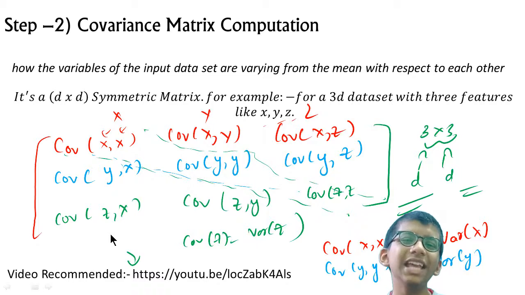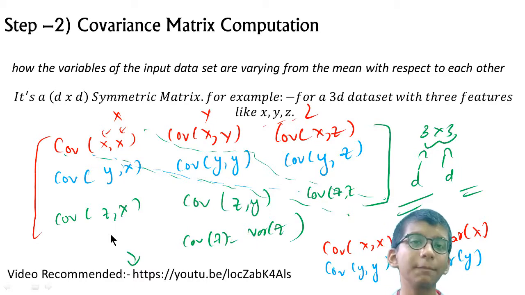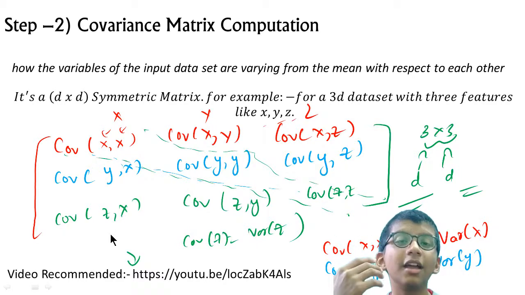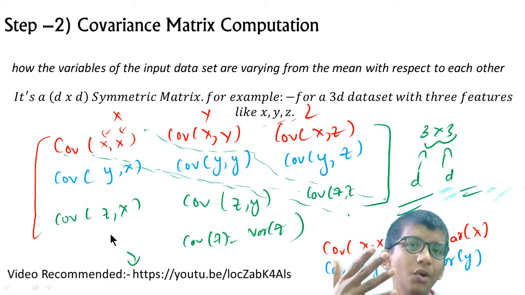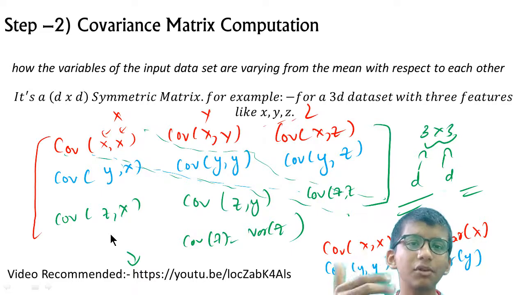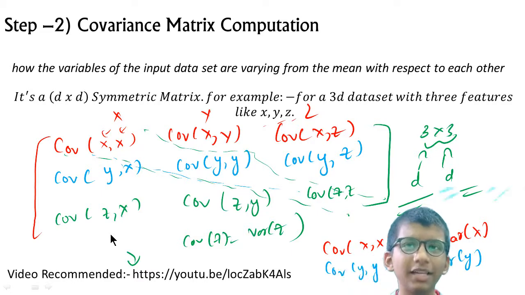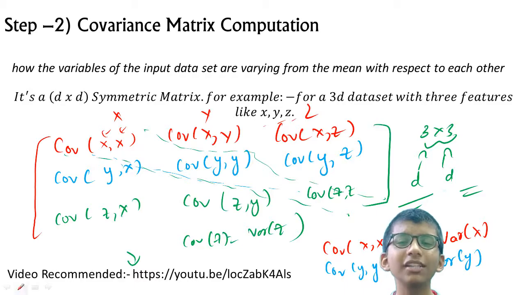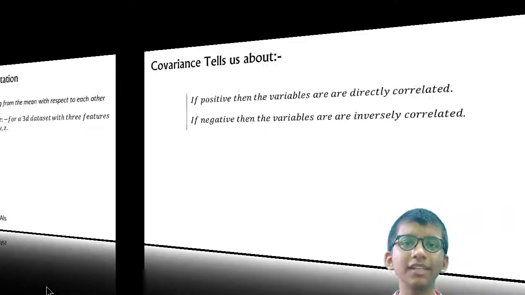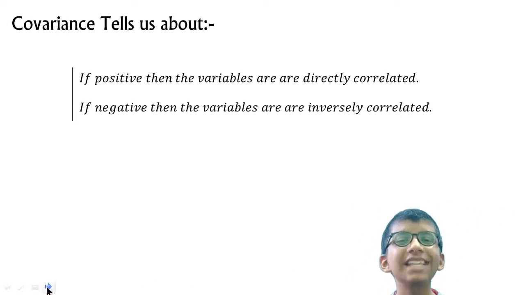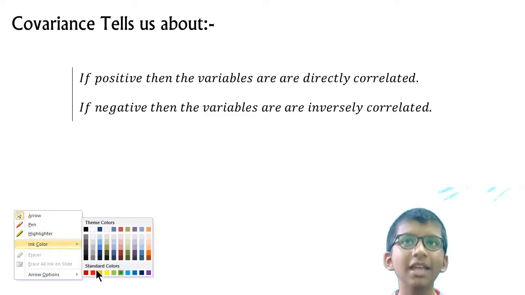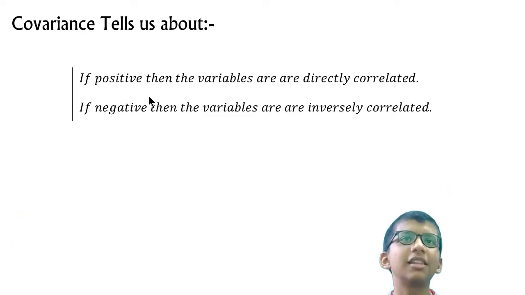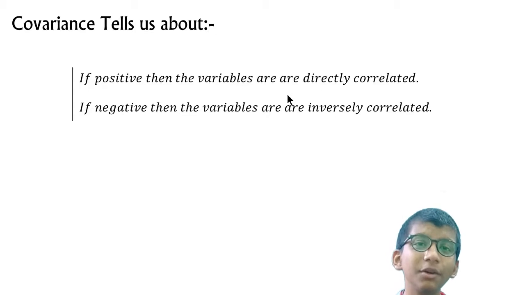Now we have computed the covariance matrix. How does it help us, and what does it do? Let's take a look at what it gives. After taking out the covariance, what does it tell us? If we have a positive value, then the variables are directly correlated.